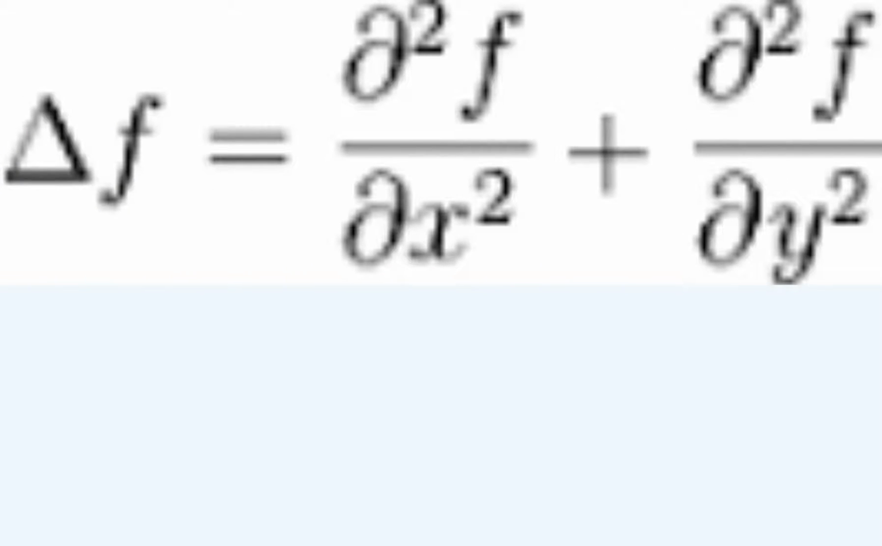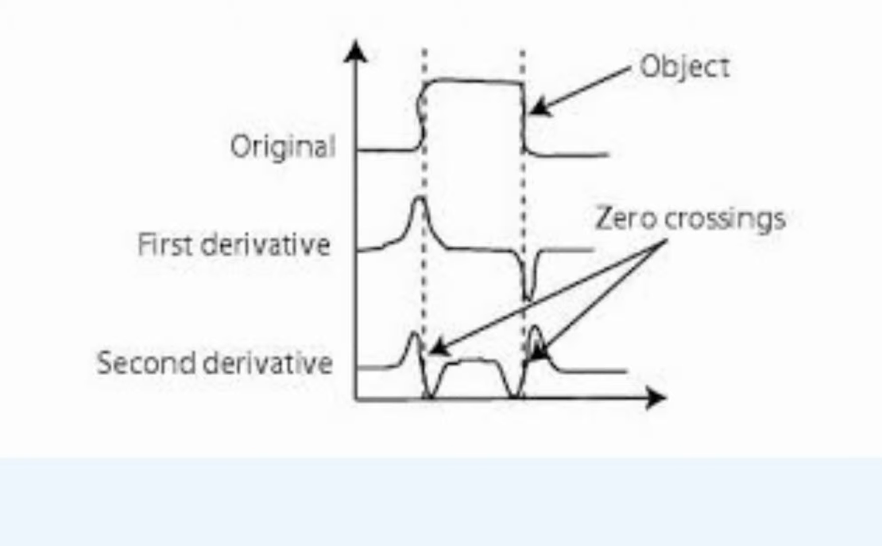In two dimensions, the Laplacian of a function f then becomes the partial squared f over partial x squared plus partial squared f over partial y squared. So what is the real effect it has? Here's the original function or object. Its first derivative, we see that it basically has peaks at the zero crossings, and its second derivative, we see it has a double peak, a positive and a negative peak around each of the zero crossings.